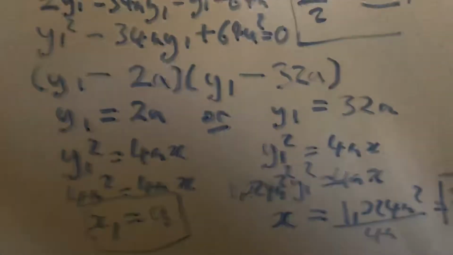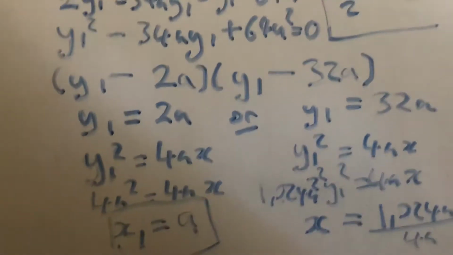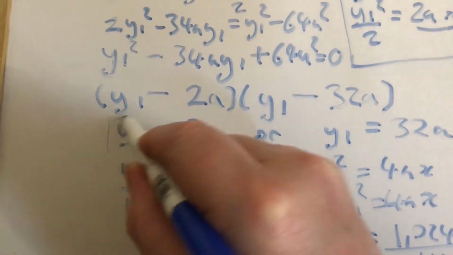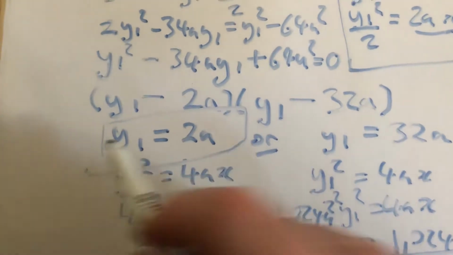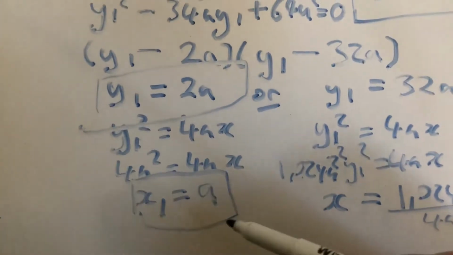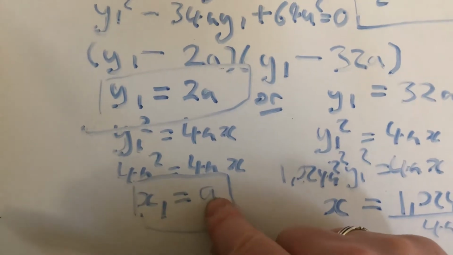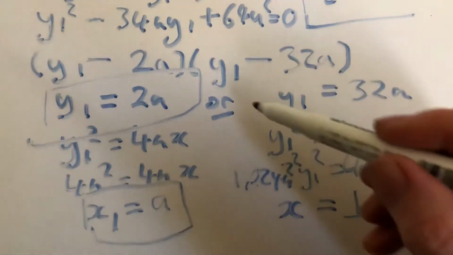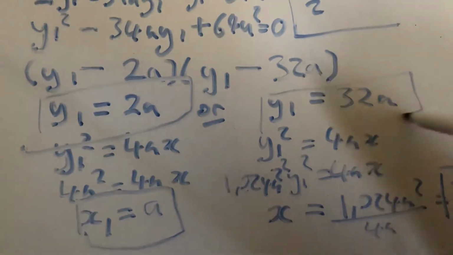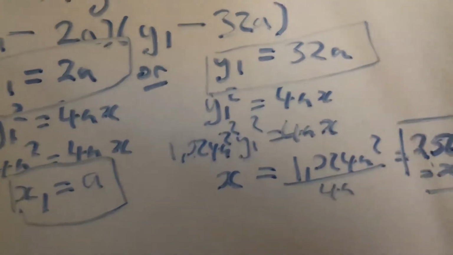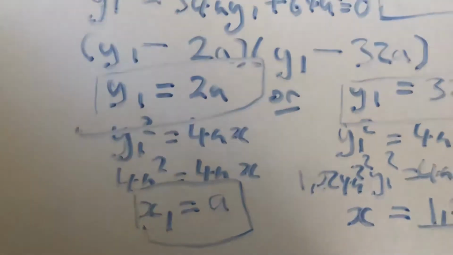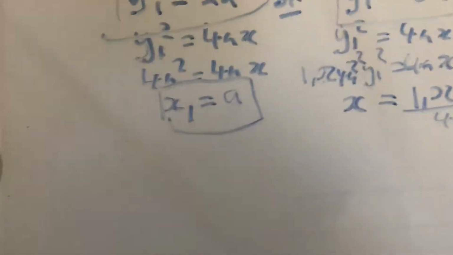Okay, right. So a quick recap. We've got the 2 points of intersection with the parabola. There are tangents at y1 is equal to 2a and x1 is equal to a. That looks rather like a 9, doesn't it? And then we have another tangent at y1 is equal to 32a and x1 is equal to 256a. There. Right, so what we need to do now is find the equation for the lines.